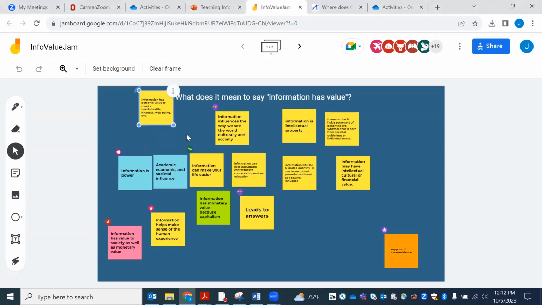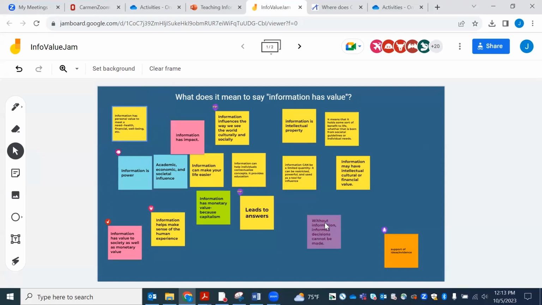So some responses are coming in from folks. Let's take a look at these. I'm just going to move some of them around. Folks are answering this in a variety of different ways, which is great. Some folks are pointing out why information has value. Information has value because it has impact, right? Information influences the way we see the world culturally and socially. Information leads to answers. Without information, informed decisions cannot be made, right? Information is support of evidence, ideas. So we're looking at information is power, what it does to us to have information or to not have information.